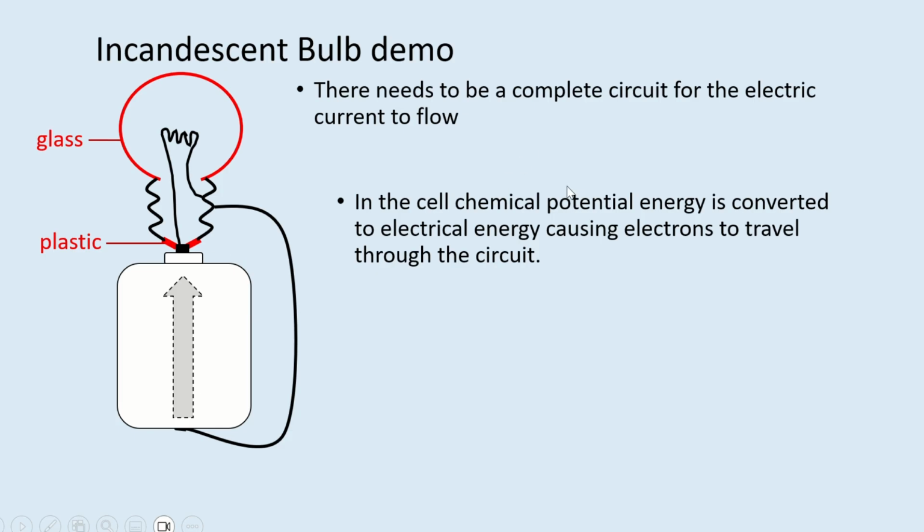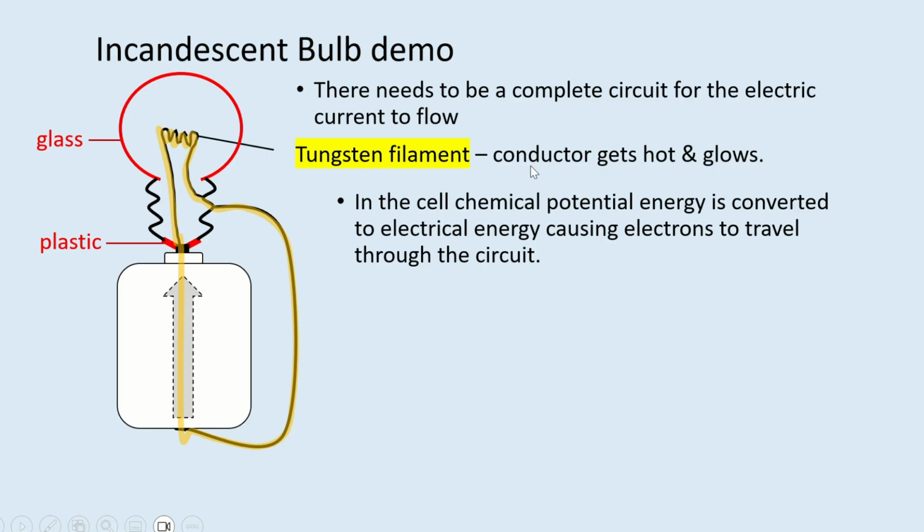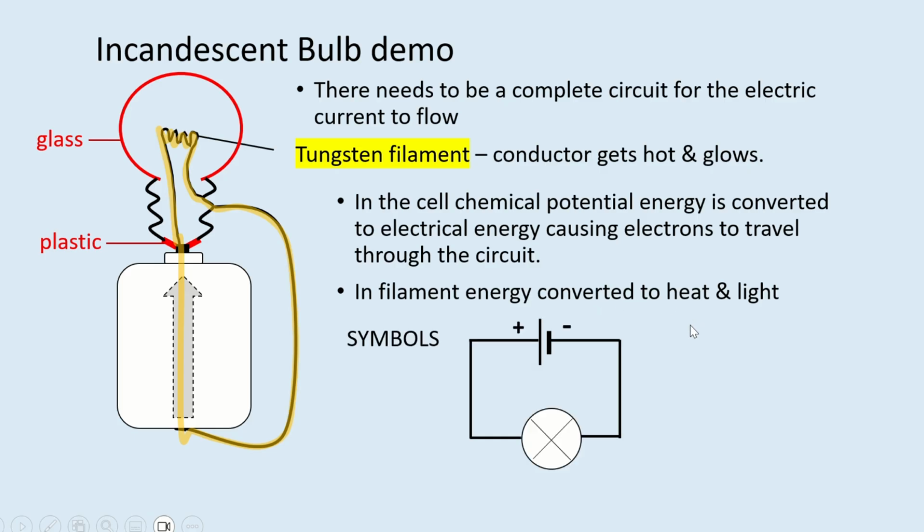Inside the cell, there's an electrochemical reaction. Chemical potential energy is converted to electrical energy, and that's what causes the electrons to flow through the circuit. Highlighting the complete circuit in yellow, the little filament is made of tungsten. It's a conductor that gets very hot and therefore glows, and that's the meaning of the word incandescence. An incandescent bulb makes light because it glows very hot. The filament is converting electrical energy into heat and therefore also light.